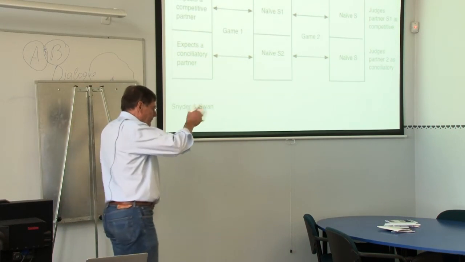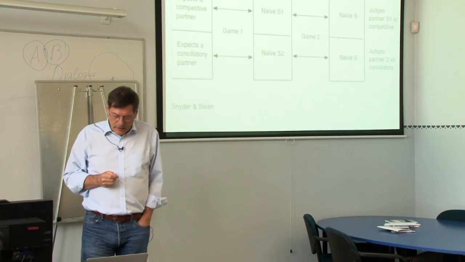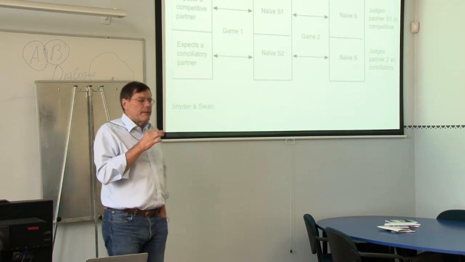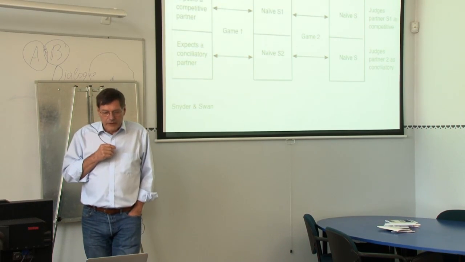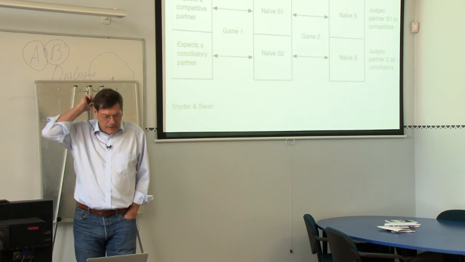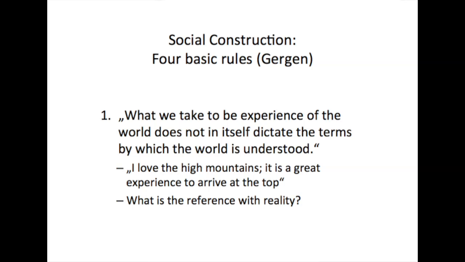Okay, this is just a preliminary to the general topic of this hour, social construction. There were several names connected to the term social construction in the history of social sciences. But one in social psychology who was important was Kenneth Gergen, and he formulated four basic rules that are important when we talk about social reality. And these four basic rules are quite interesting, and we should keep them in mind whenever we think about social facts.